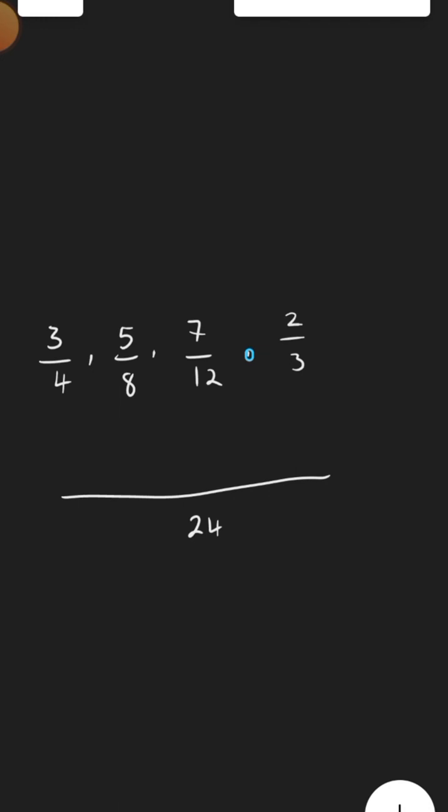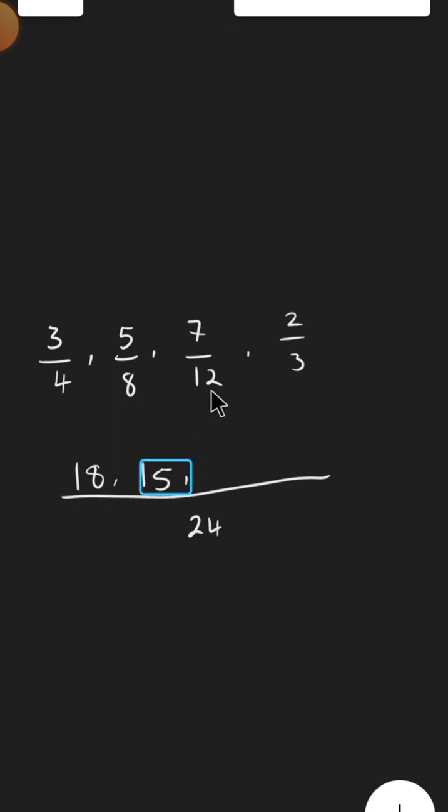So 24 into 4 will give us 6, okay? Now 6 times 3 gives me what? 18. So I have 18 here, alright? 24 into 8 is 3 times. 3 times 5 gives me 15, alright?